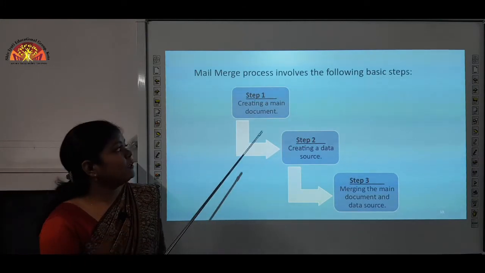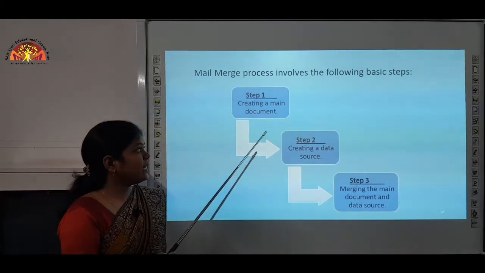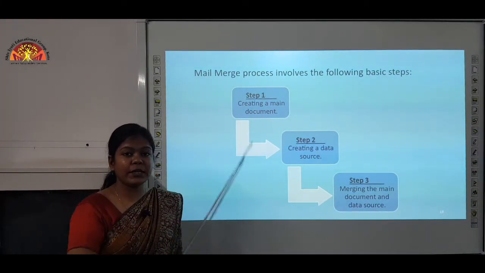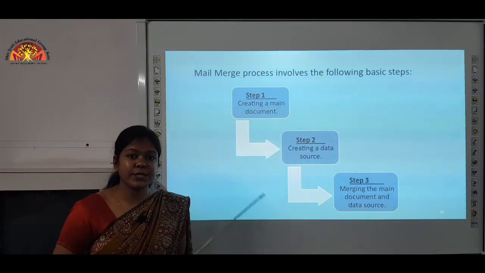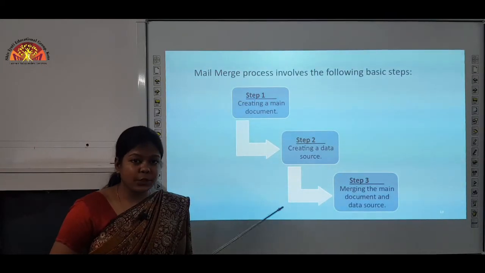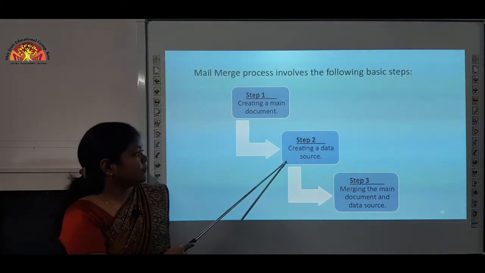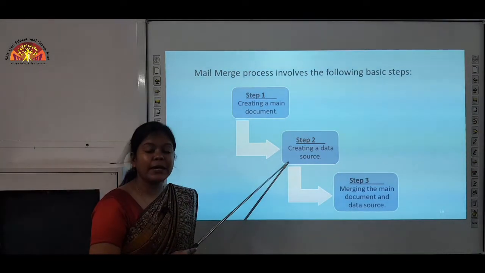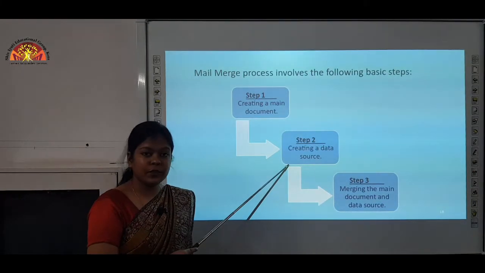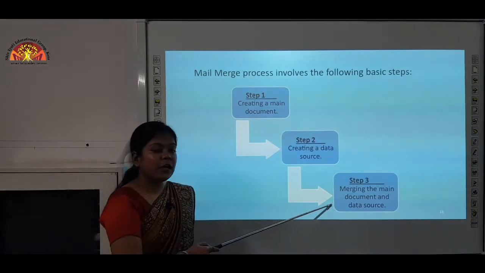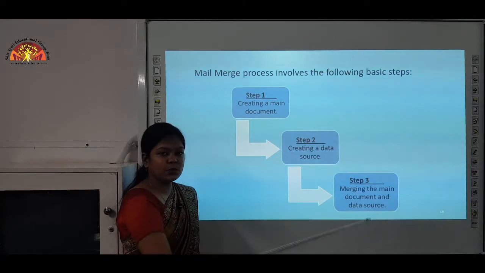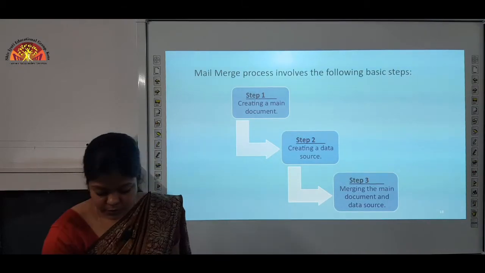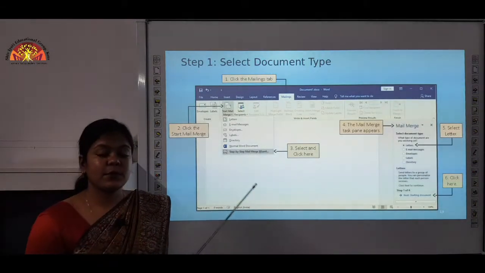Mail merge process involves the following basic steps. We have 3 basic steps. First is creating a main document. So first we have to create a main document by typing an application or letter that you want to send to the people. The next step is creating a data source. Here we have to create a data source by adding the addresses or contacts of the persons. The last step is merging the main document and data source so that we can send our mail to the persons. Okay, so now let's start with the steps of mail merge.